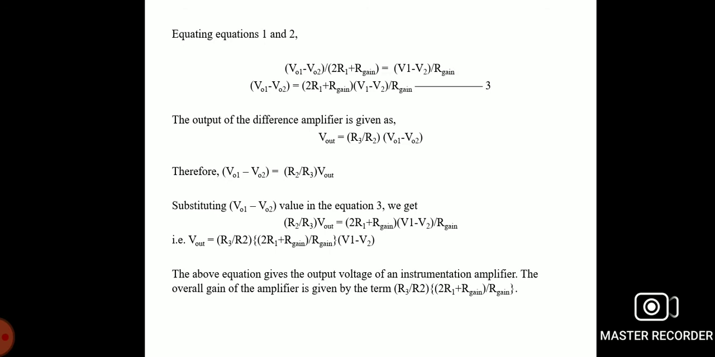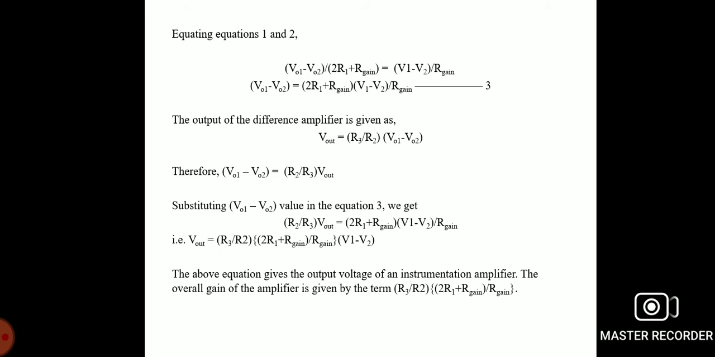The overall gain of the amplifier is given in terms of resistor R3 divided by resistance R2 into (2R1 + R gain) divided by R gain.